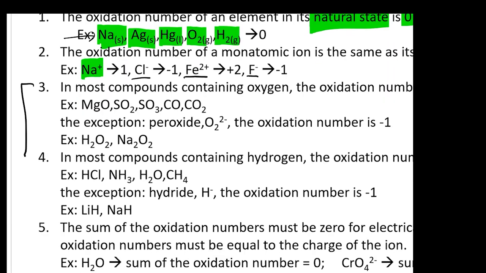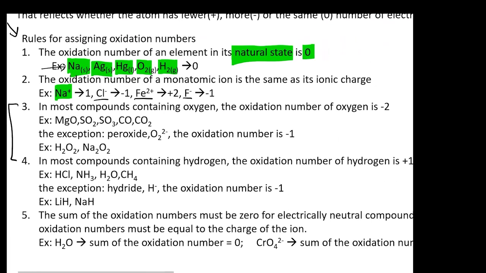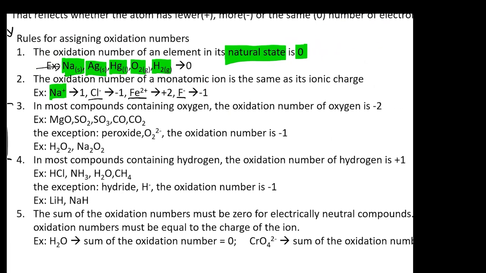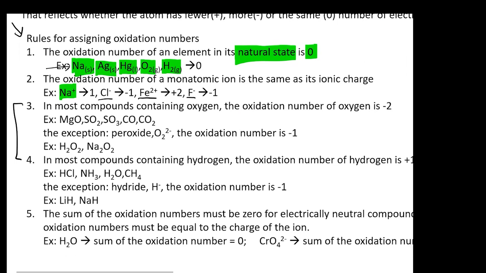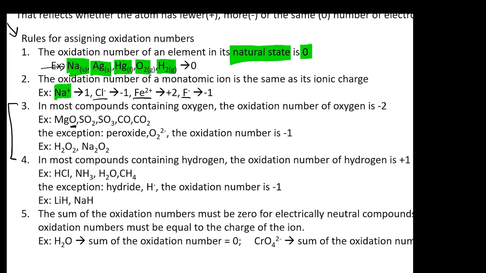Rule number 3 and rule number 4 are things you are going to see very often. One is about the oxygen, the other one is about the hydrogen. If you see a chemical formula that carries oxygen, for example, MgO here, or SO2, SO3, CO, CO2, all these species, the oxidation number of your oxygen will be −2.